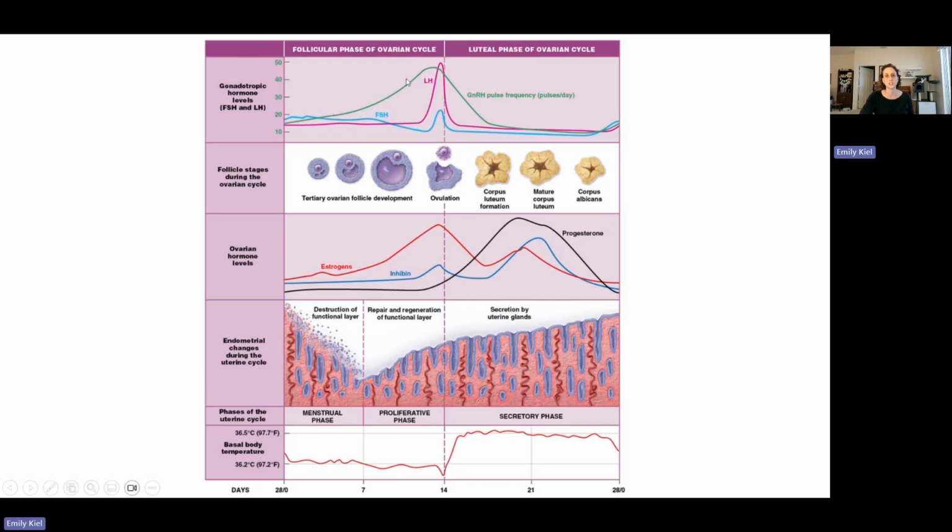So here is that GnRH that's coming from the hypothalamus, that gonadotropin releasing hormone, and it's coming in pulses, and they're going to come more and more frequently as we reach this ovulation phase. And then as they're more and more frequent, they're going to say, okay, body, let's make some LH and let's make some FSH. FSH is follicle stimulating hormone, and so it is stimulating the follicles.